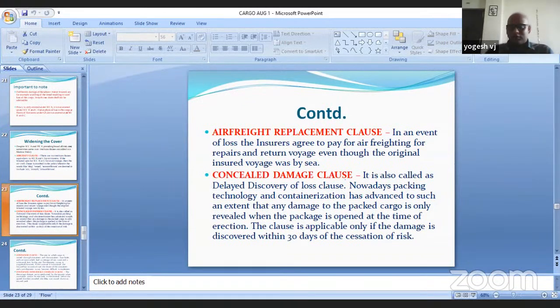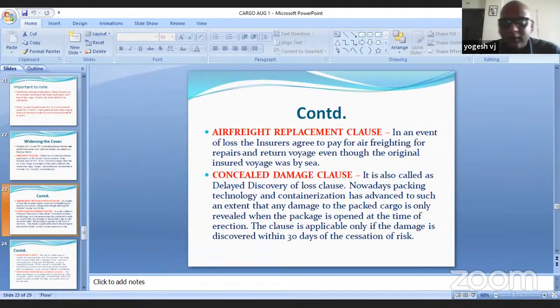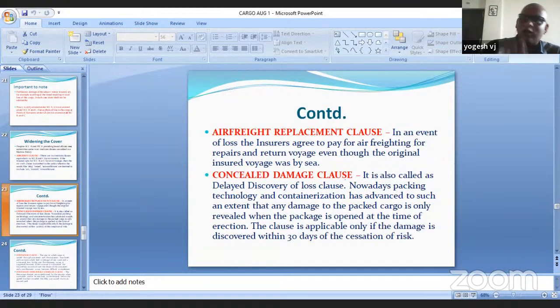Concealed damage clause. To attach the air freight replacement clause, do we have to pay extra premium? I did not get you, sir. What? Air freight replacement clause. Is it free or chargeable? It is a clause. It is not chargeable. Okay.